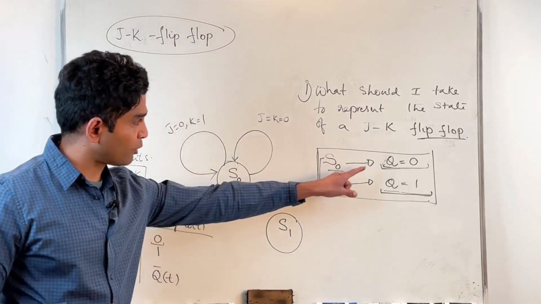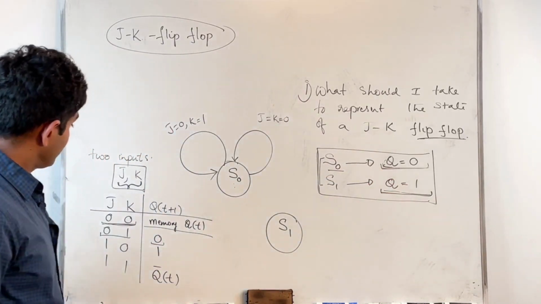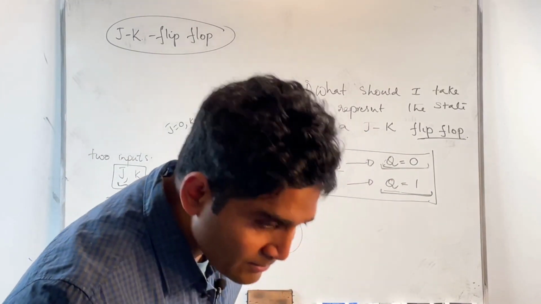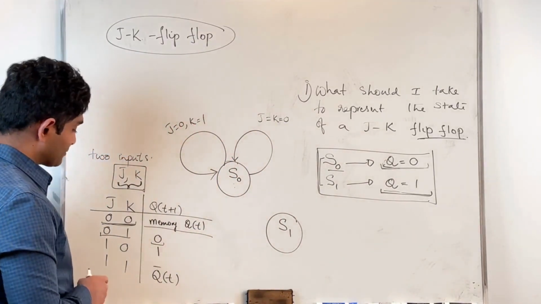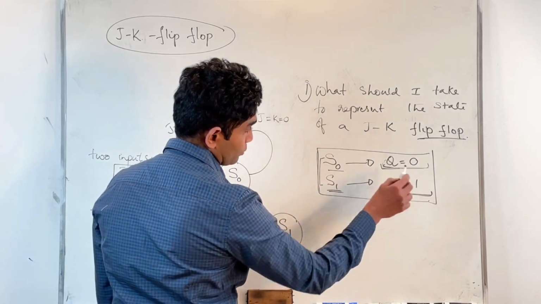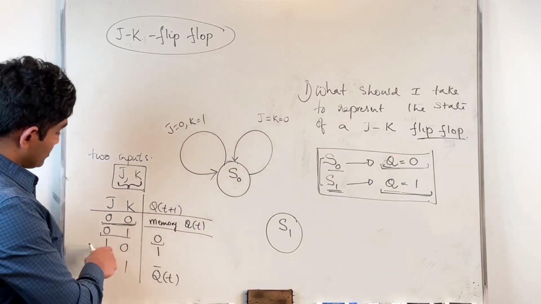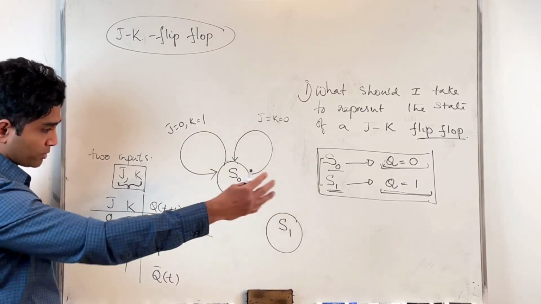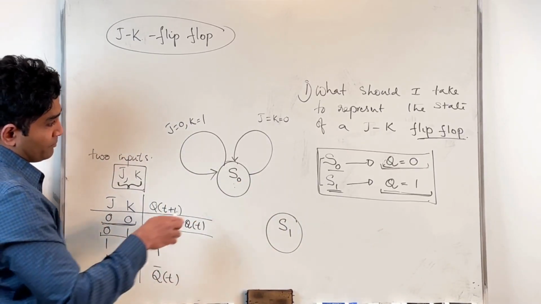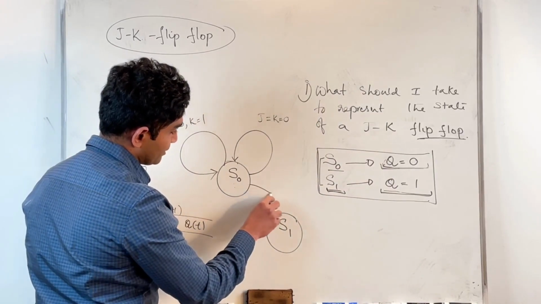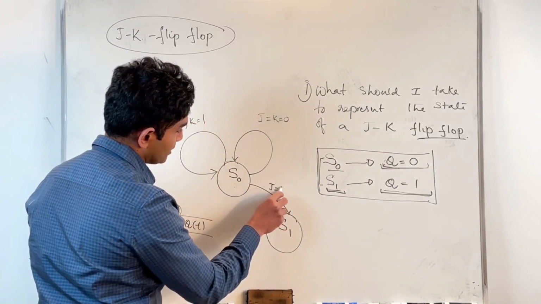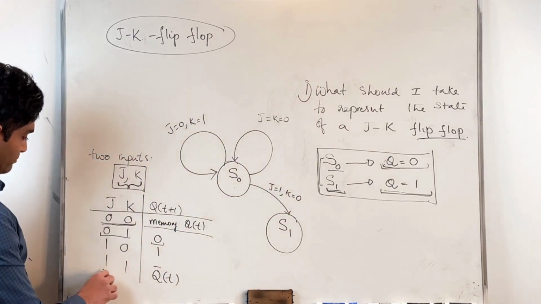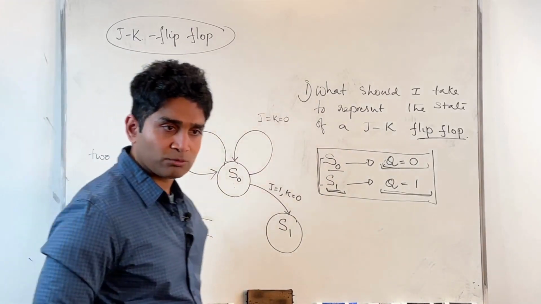What about 1, 0? I'm in the S0 state, which means my output is 0 at the present instance. Applying an input now of J equals 1, it transitions to S1. Yes, it has to transition, because S1 is the state where my Q becomes 1. So with J equals 1, K equal to 0, in the next clock transition my output should become 1, which is defined by the S1 state. That's why, with this combination of inputs, J equals 1, K equal to 0, I would transition to the S1 state.